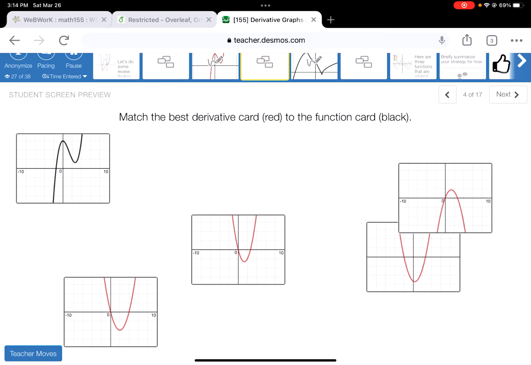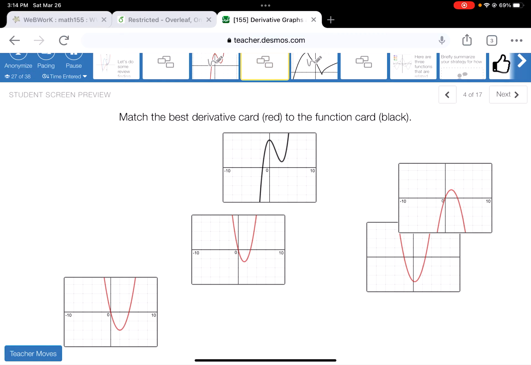All right, match the best derivative option with the original function that's shown in black. All right, so right off the bat, what are some things we could do? We can look for critical points.